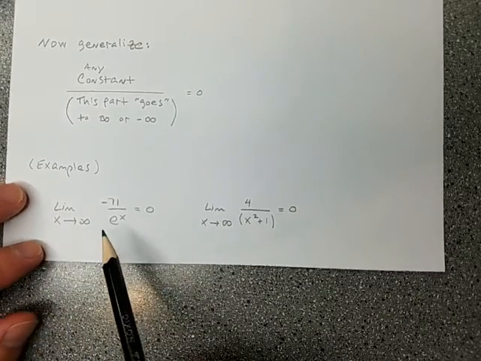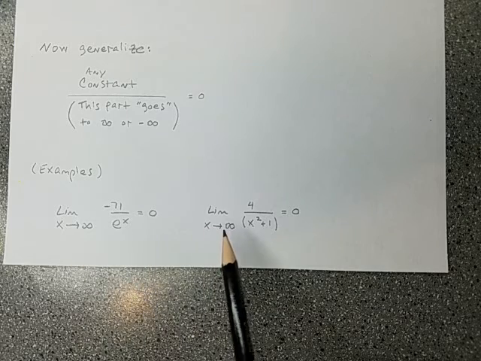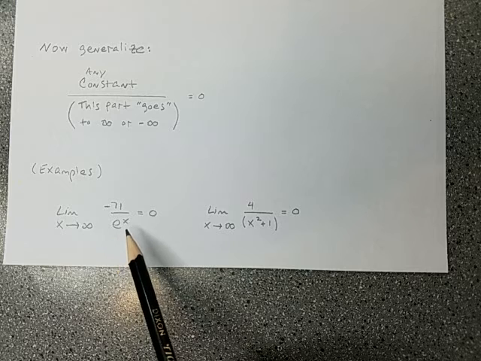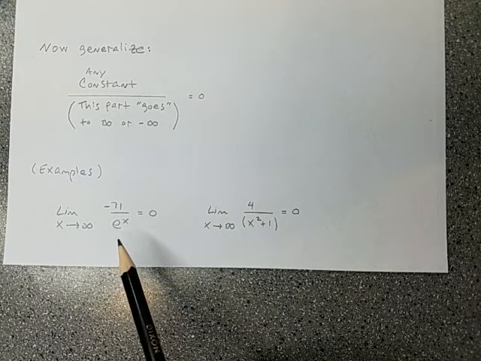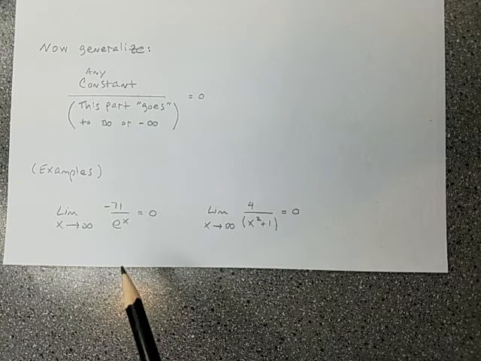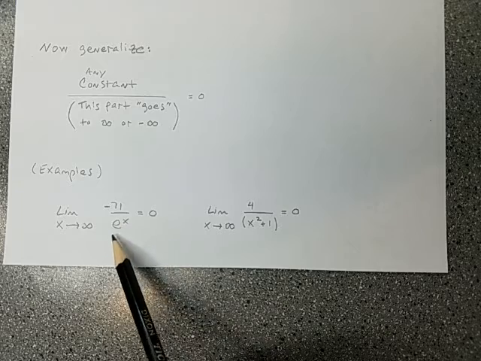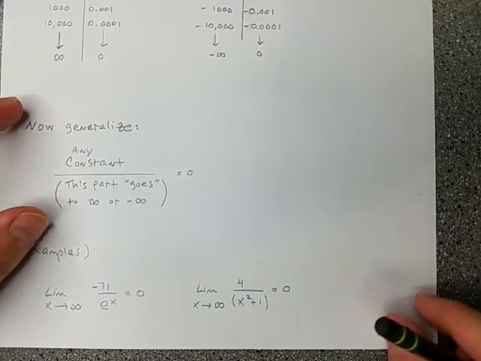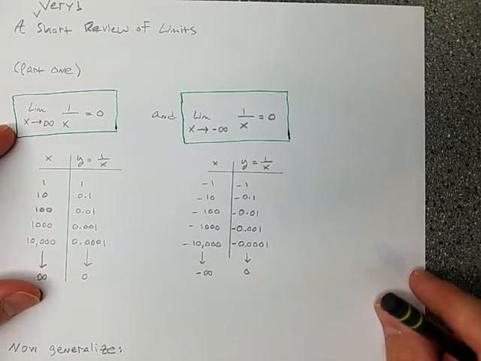So can you see that in both of these cases, if x goes to infinity, then this part down there, whether it's e to the x power or x squared plus 1, will on its own go to infinity? And that's why both of these limits are 0. I'll talk about e to the x specifically later, but these are examples of this general principle, which I think all begins with these two very basic problems.